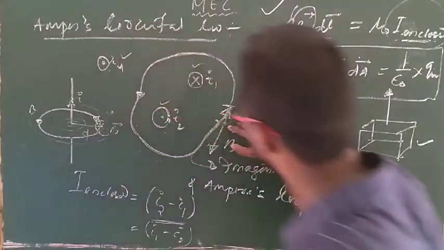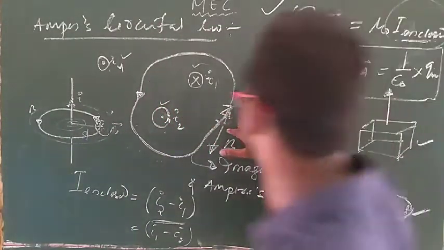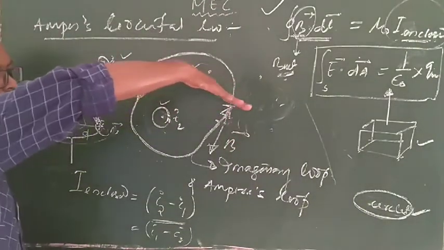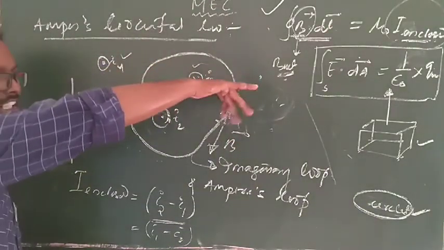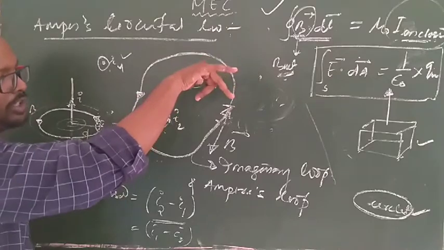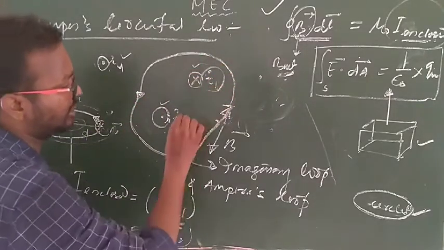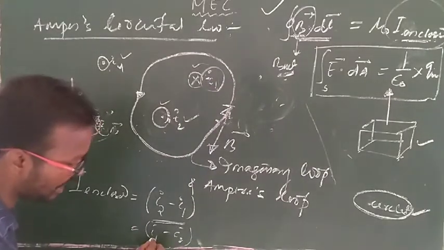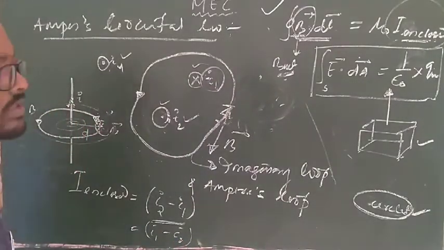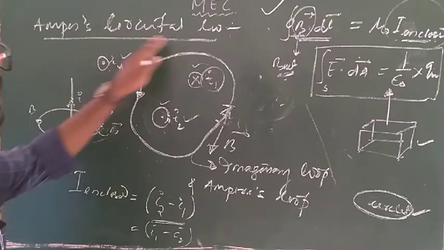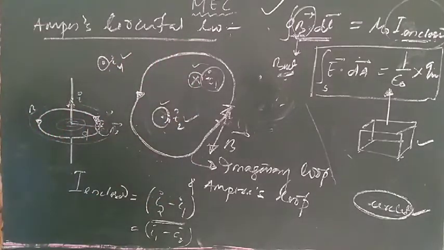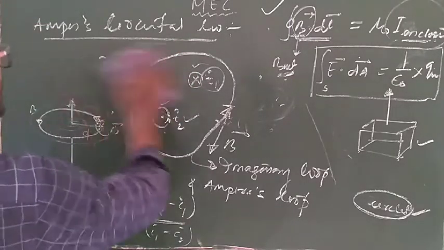But in this case the direction of magnetic field is downward, so this is the downward direction. Clear? And the net current is flowing in the inward direction. So this current must be greater than this current, so you can write I1 minus I2. Clear? This is all about Ampere's law or Ampere's circuital law.